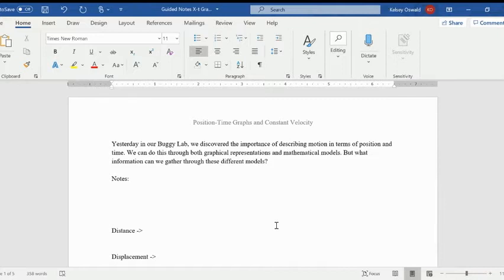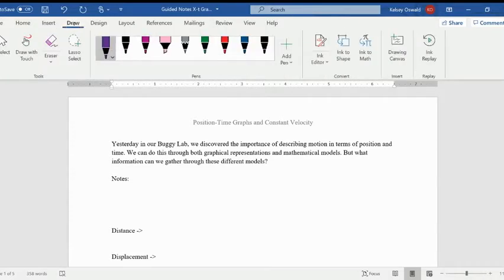So yesterday we discovered the importance of describing motion in terms of position and time. We can do this with both graphical representations, which we have looked at, and mathematical models, which we are going to look at from today. And we are going to see what information we can gather using these two different representations. Okay. So before we get started, we just need to talk about some different terminology that we can use to describe the motion of our object.